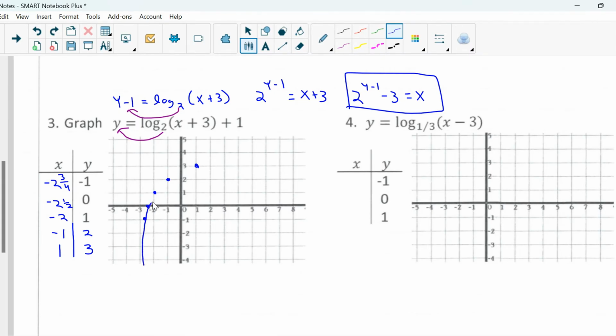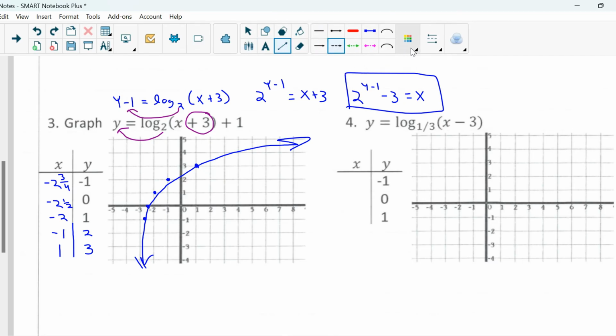So I will have a graph that looks something like this. The only thing to pay attention to here is I do have an h value of positive 3. So that's what causes my asymptote to go from the y-axis to negative 3 in this function. Remember, it's the opposite of the sign.